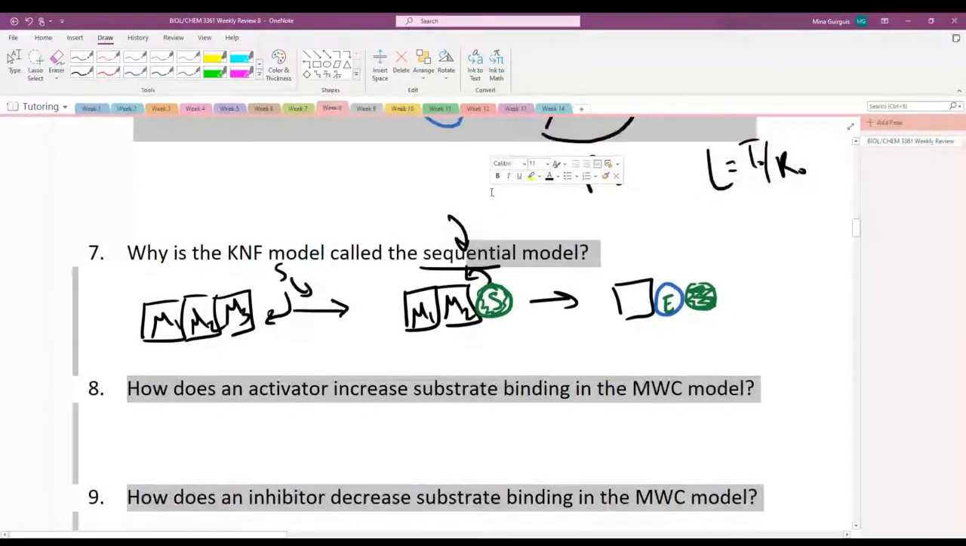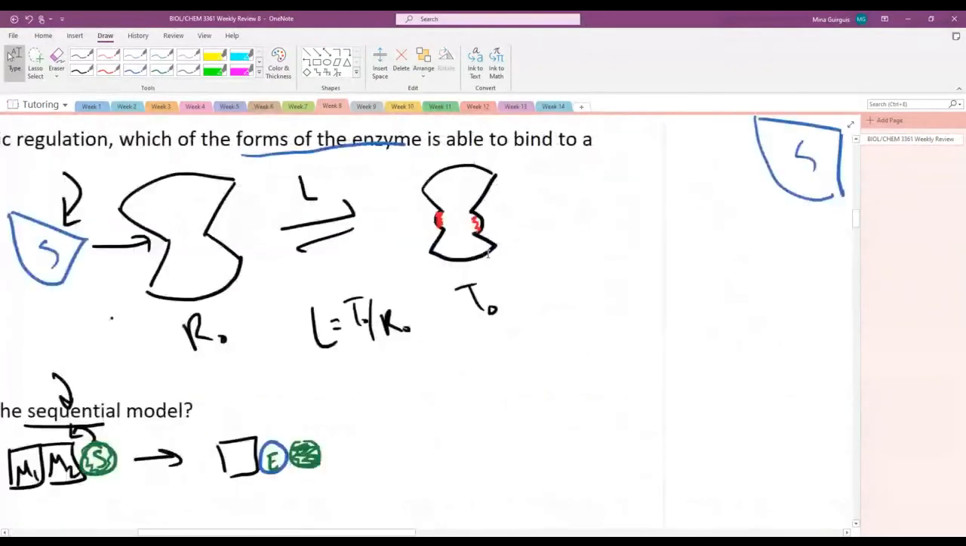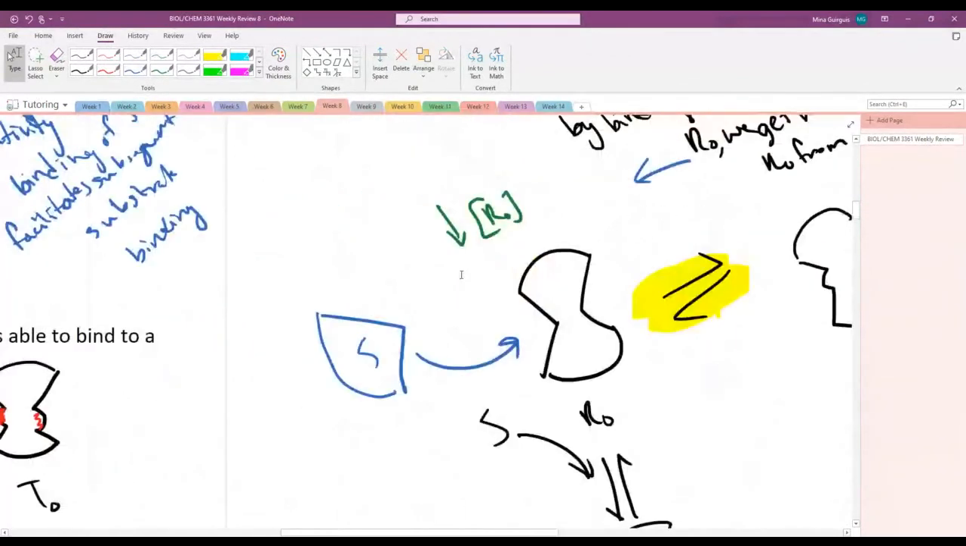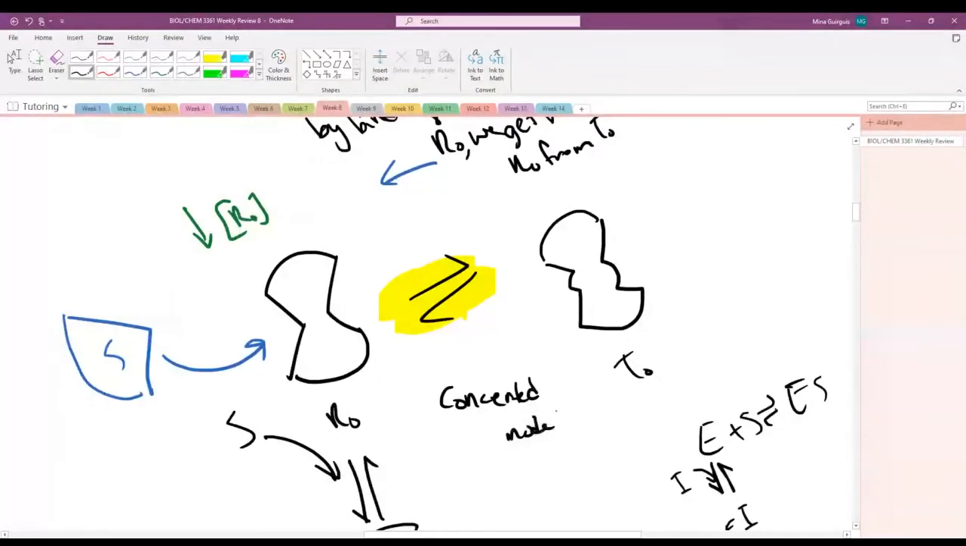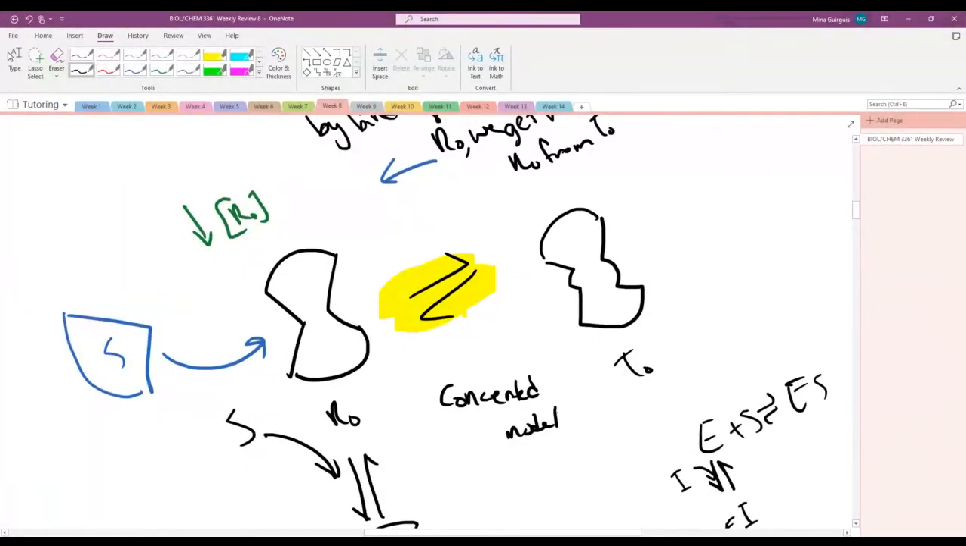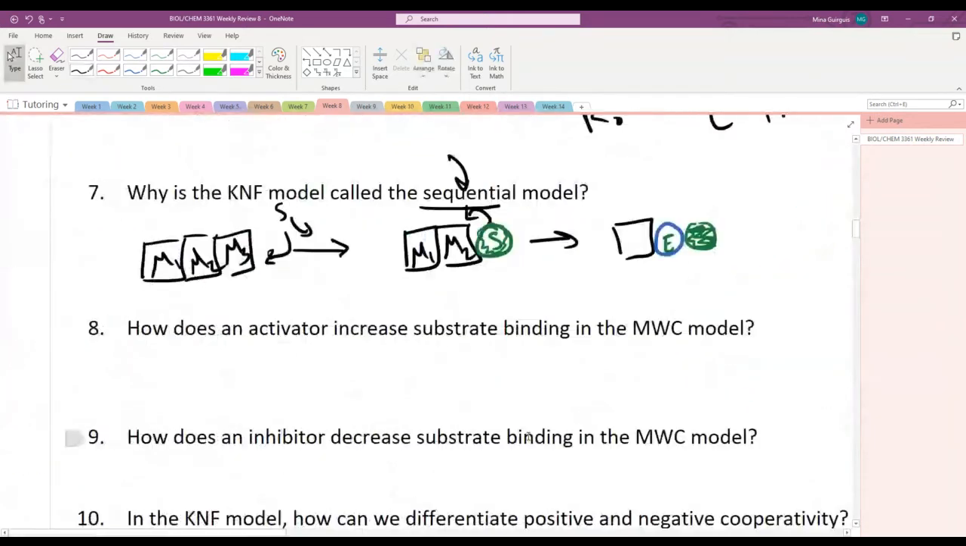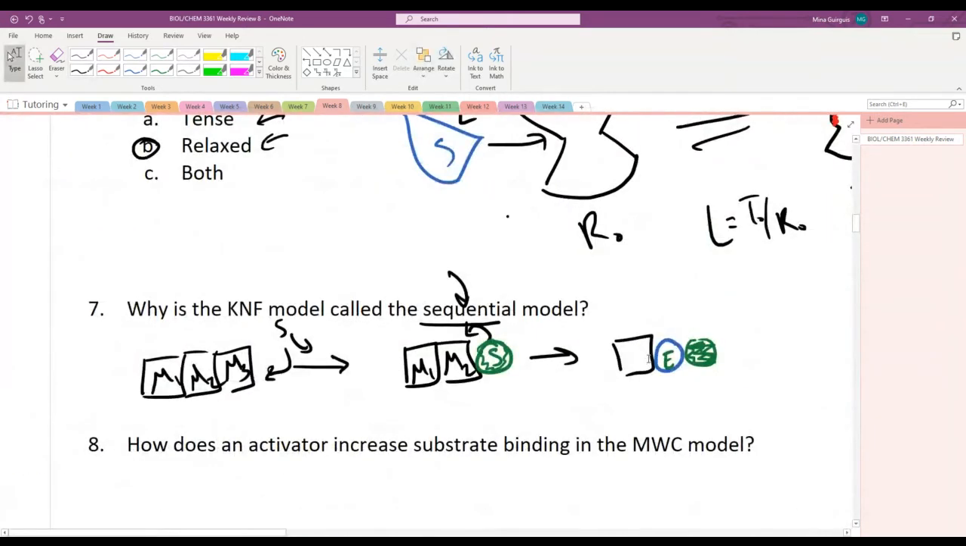Whereas the MWC model is called the concerted model, right? So it's happening in concert, it's happening all at once. In other words, there's not half relaxed, a quarter relaxed, subunit 2 relaxed, whatever. There's a relaxed state and a tense state. There's not a middle ground there, right? Here there is a middle ground, because maybe this one is relaxed and this one's tense or vice versa, whatever the case may be.